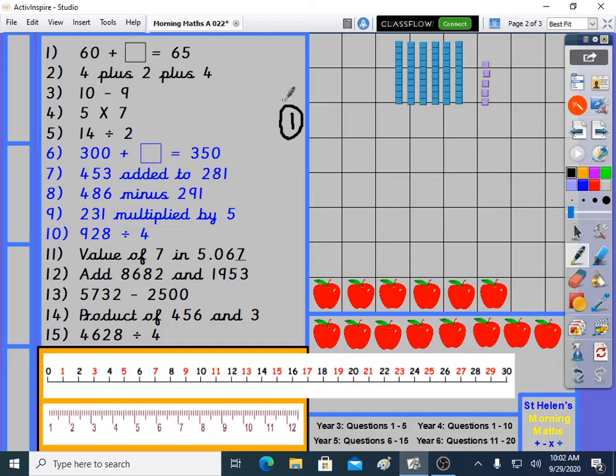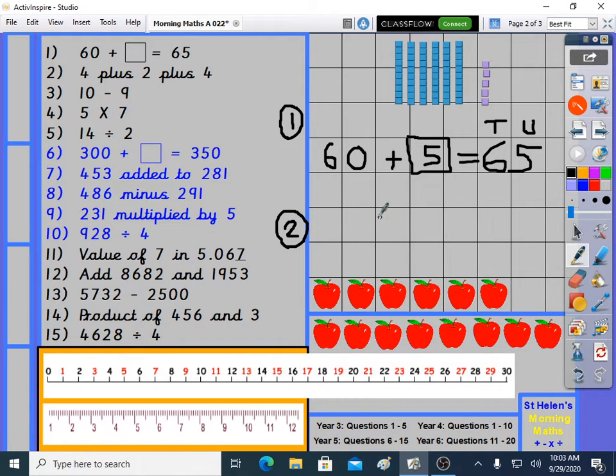Question 1, 60 plus a mystery equals 65. Well, at the top there's a picture of 65, 6 tens and 5 units. 60 plus what is 65? Well, it's just the 5 units that's missing. 60 plus 5 is, of course, 65. So 5 is the missing number that we need to put in the box.